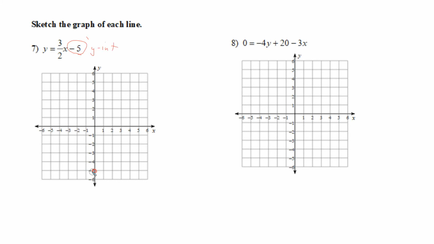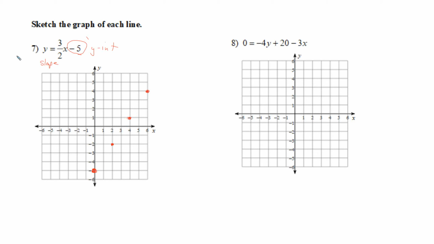You put a -5 on the y-axis, and then you use the slope here to find some other points. So from that -5, our rise is 3 and the run is 2. So up 3, 1, 2, 3, and right 2. And we will do that again, up 3, right 2. And we can fit one more point on there. So there are some points on the line.